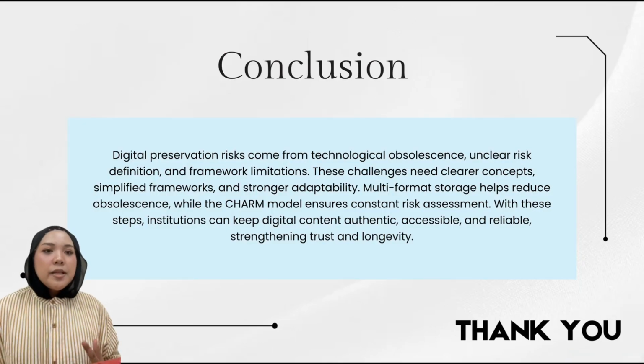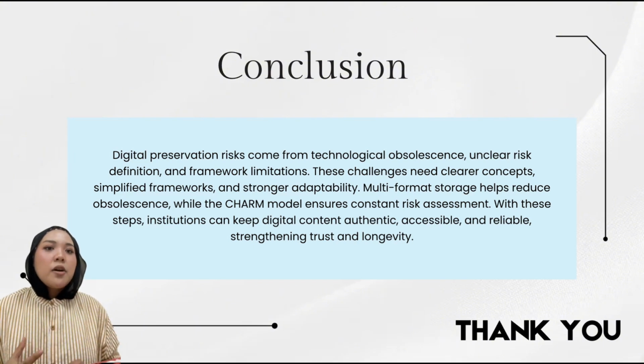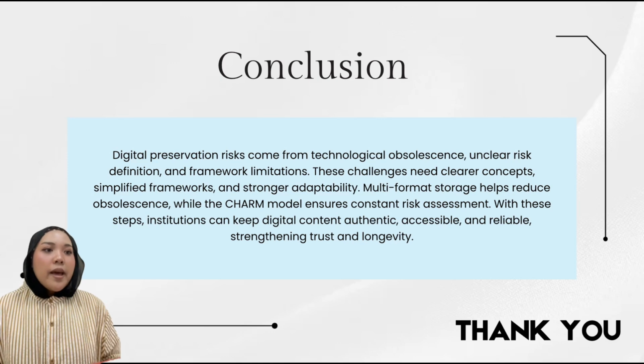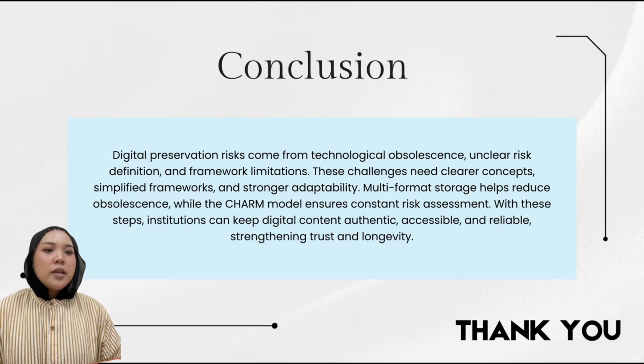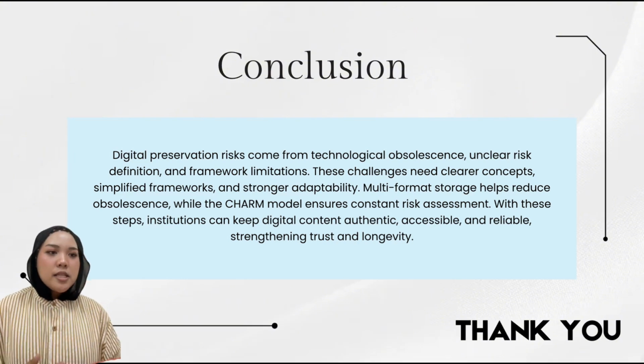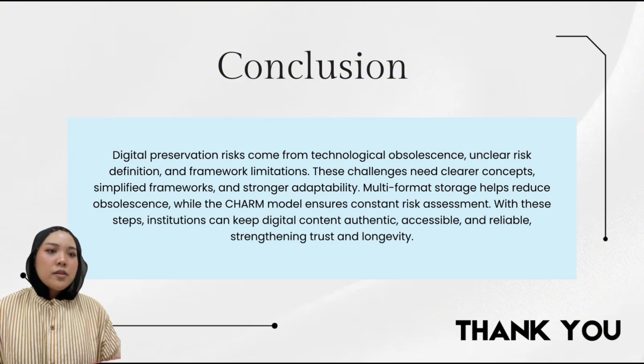To conclude, digital preservation risks come from technological obsolescence, unclear risk definition, and framework limitation. These challenges need clear concepts, simplified frameworks, and stronger adaptability. Multi-format storage can help reduce obsolescence, while the CHARM model can ensure consistent risk assessment. So, with these steps, institutions can keep their digital content authentic, accessible, and reliable, and strengthen trust and longevity.